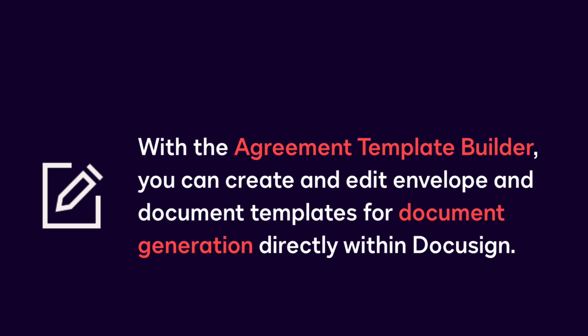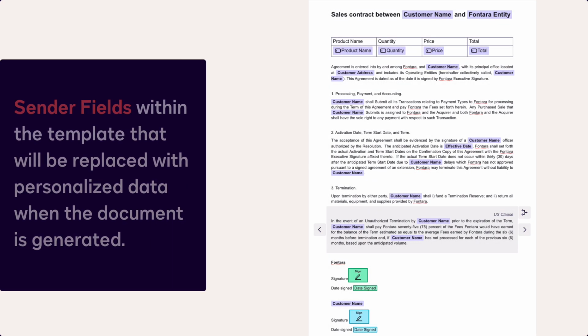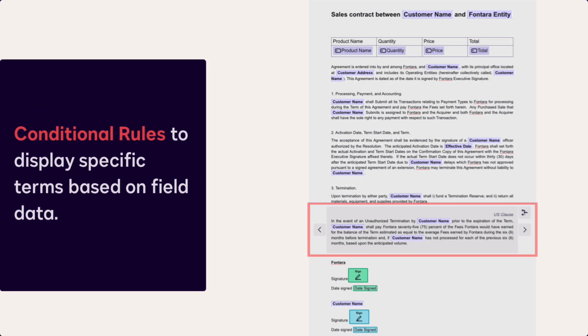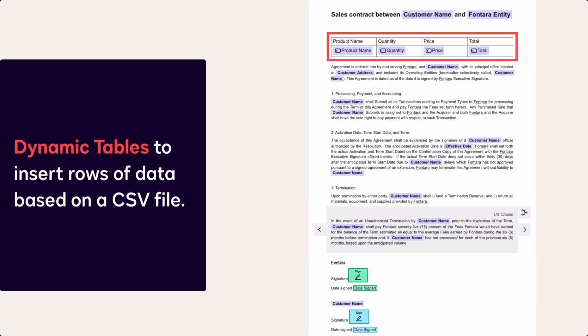With the Agreement Template Builder, you can create and edit envelope and document templates for document generation directly within DocuSign. This includes adding sender fields within the template that will be replaced with personalized data when the document is generated, conditional rules to display specific terms based on field data, and dynamic tables to insert rows of data based on a CSV file.